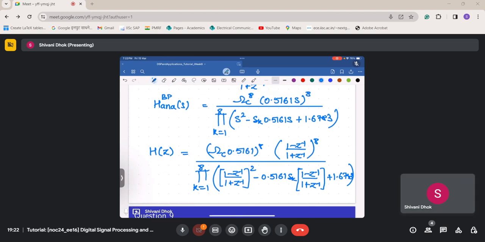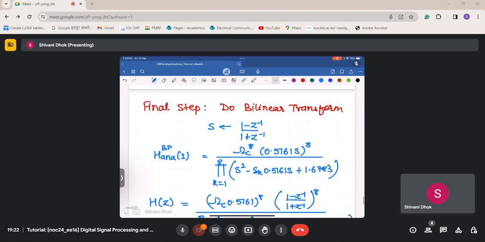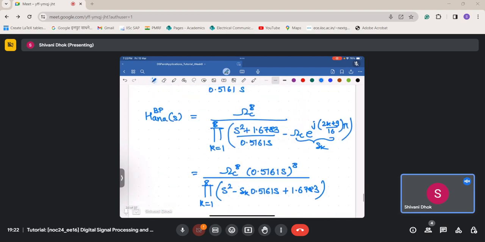Madam, on the 0.5161 S to the power 8, is it correct? Yes, 8. Because there are 8 multiplications, you will get 8. So 8 are taken out. Here, this was in the bottom, right? Yeah, this 0.5161 is getting multiplied with itself 8 times, since k runs from 1 to 8. That's why this is in the denominator to the power 8, so I can just put it in the numerator. Is it okay? Okay.